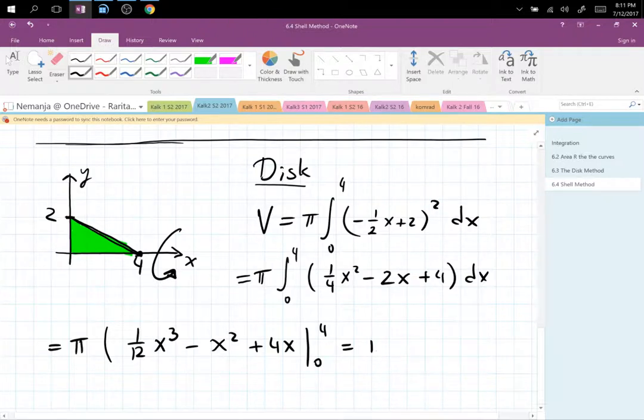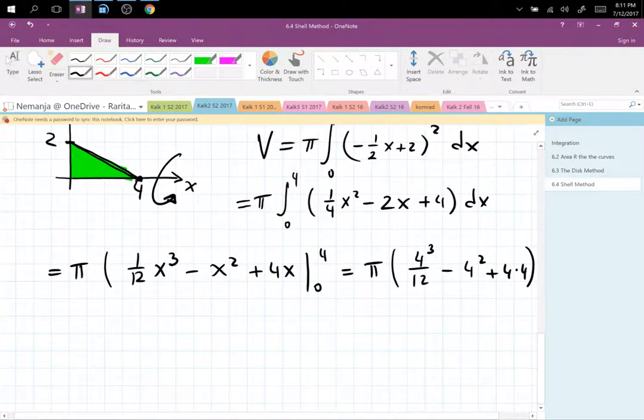And then we compute. We don't have to calculate at 0. So I have 4 cubed over 12 minus 4 squared plus 4 times 4. Oh, perfect. Amazing. So these two die because it's 16 minus 16. 4 has a 4 to cancel with 12, so it's 16 over 3. So 16 pi over 3.